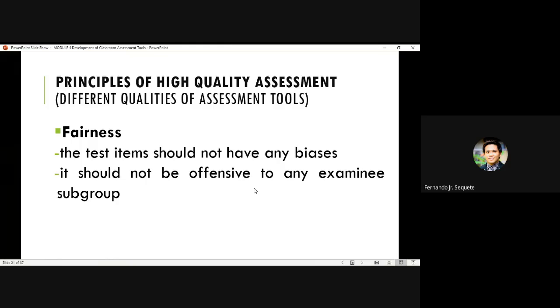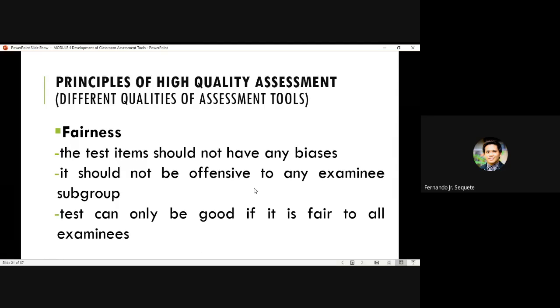Fairness is not limited to the capability of students in answering your questions, but also to the words that you are using. For example, you should not use offensive words. You should be culturally sensitive when it comes to fairness. The other one is a test can only be good if it is fair to all examinees. Yes, that is really true.